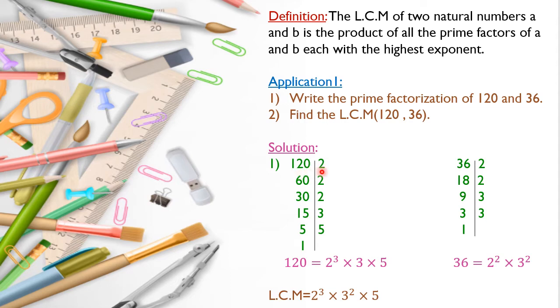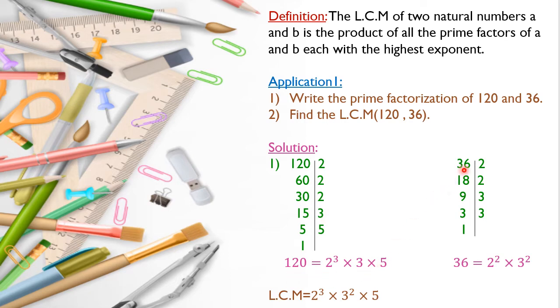120 divided by 2 it's 60, by 2 it's 30, by 2 it's 15, 15 divided by 3 it's 5, and 5 is prime so we directly divide it by itself, so 5 divided by 5 it's equal to 1. Then 120 is equal to 2 times 2 times 2 ثلاث مرات فكتبنا 2 cube times 3 times 5. فصارت 120 هي 2 cube times 3 times 5.